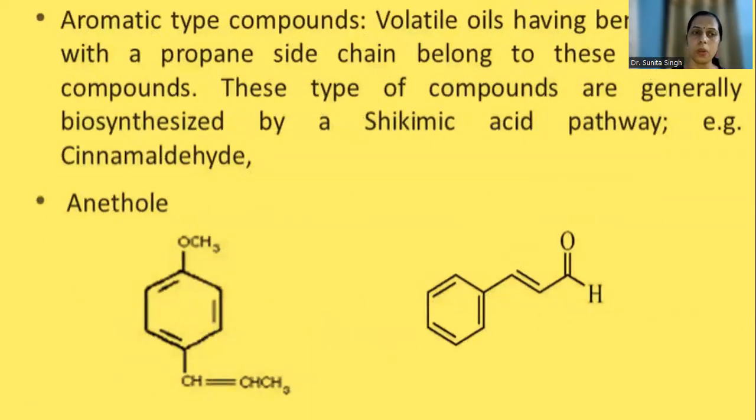And next, we have aromatic type compounds, which have a benzene ring with other functional groups. This is one example, anethole, and here a CHO group is attached to the benzene ring. So basically, they are divided into two parts: terpene derived compounds and aromatic type compounds. And we have oxygenated derivatives of these terpenes also, which are known as terpenoids.